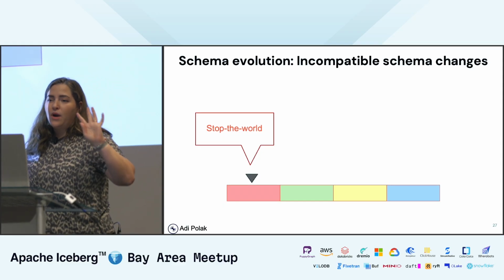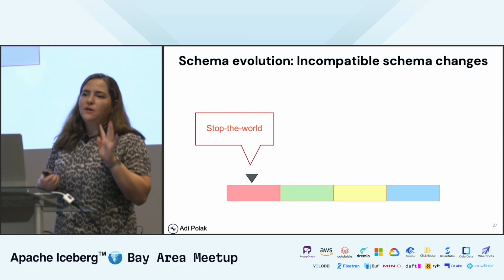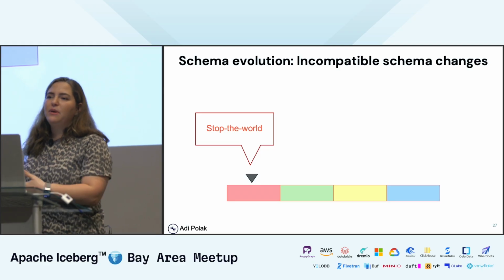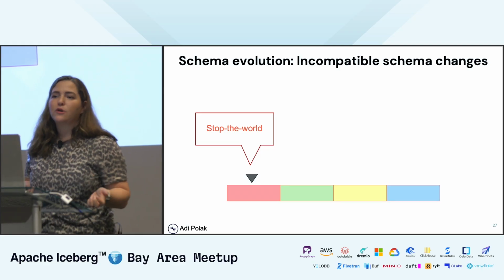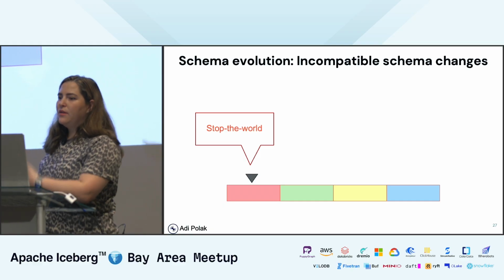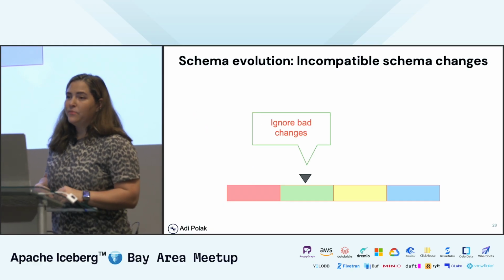Four different ways. One is stop the world. As engineers, we don't like to stop the world. We want to continue having things running in production. Stopping the world is costly. We cannot really afford to have production down for a week. So stop the world is an option only in very specific edge cases.